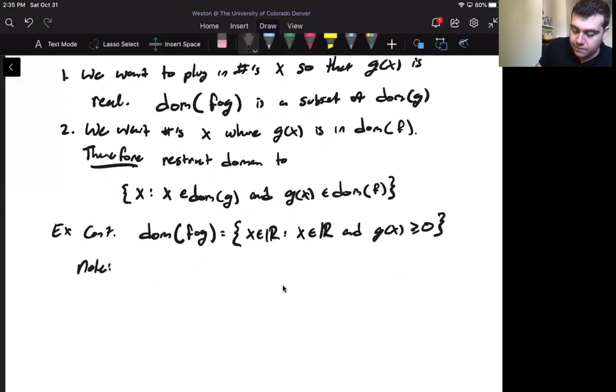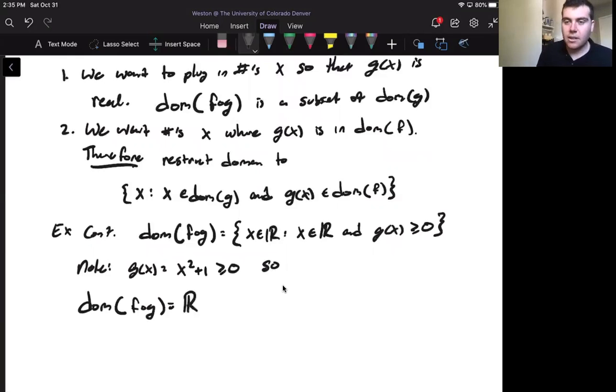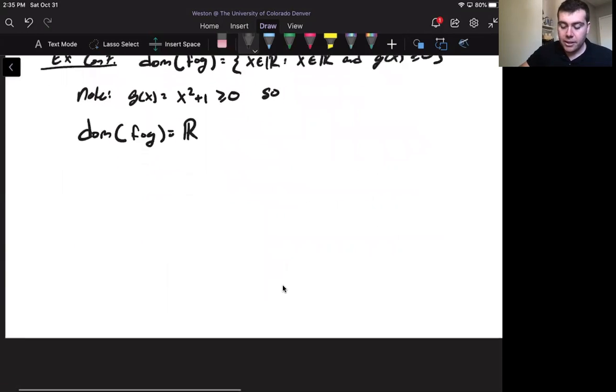And then note that g of x equals x squared plus 1, which is always greater than or equal to 0. So the domain of f composed g is going to be all real numbers. Plug in any real number, g of x is going to turn it into some positive number, and then we just square root it. So everything's going to work out perfectly.